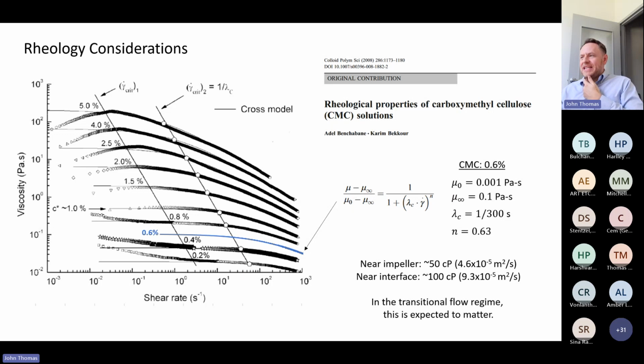But either way, CMC is a very common fluid, and it's been well characterized. As a consequence, there are literature correlations that describe how the viscosity varies as a function of shear rate. This stuff is modeled as a Cross fluid, and it shows some interesting effects as a function of shear rate. At very low shear rates and very high concentrations, it can thicken with shear rate, and then it starts to thin with shear rate.